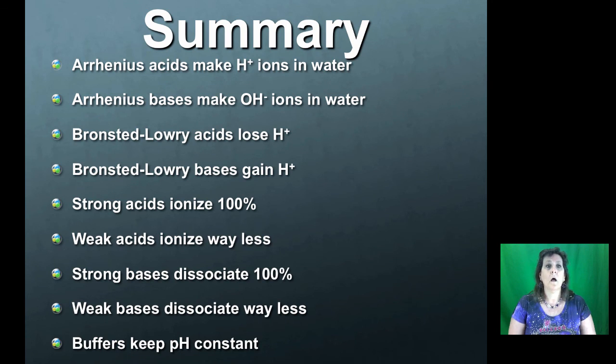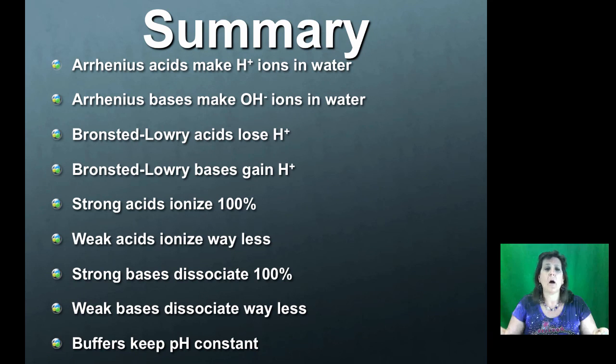So, summary. Arrhenius acids make H plus ions in water. Arrhenius bases make OH minus ions in water. So that was the Arrhenius definitions. Then we had the Bronsted-Lowry definitions. Bronsted-Lowry acids lose H plus, whereas Bronsted-Lowry bases gain the H plus. So that was an H plus or a proton transfer.